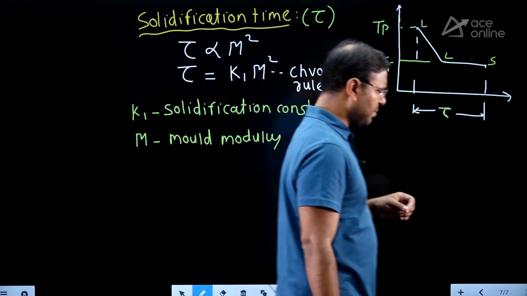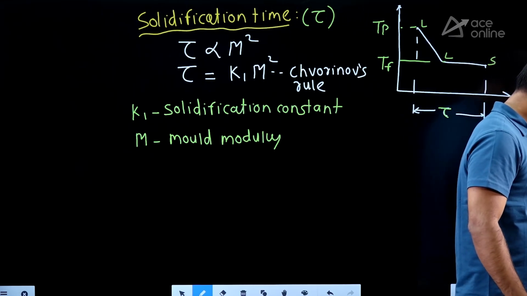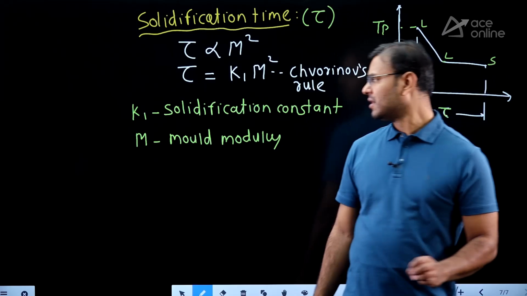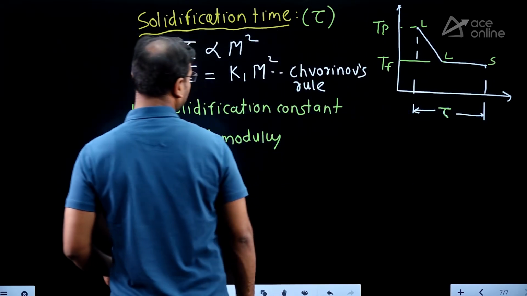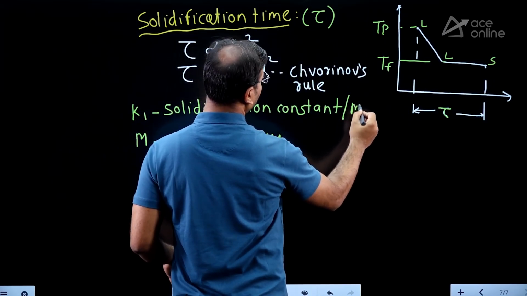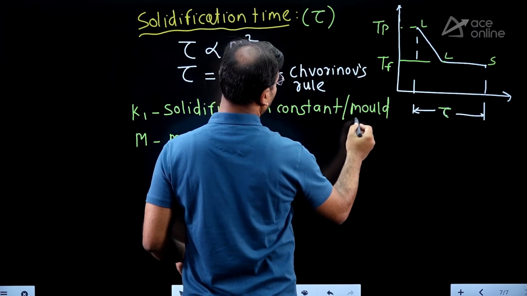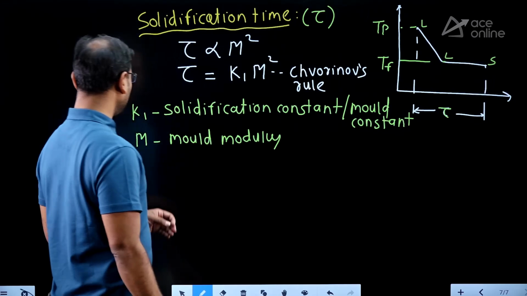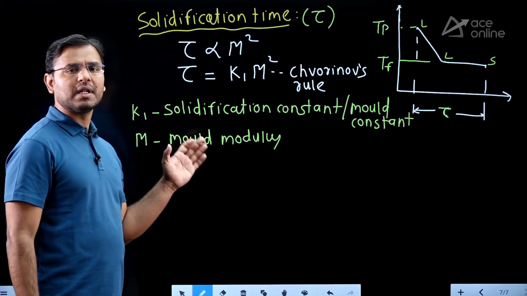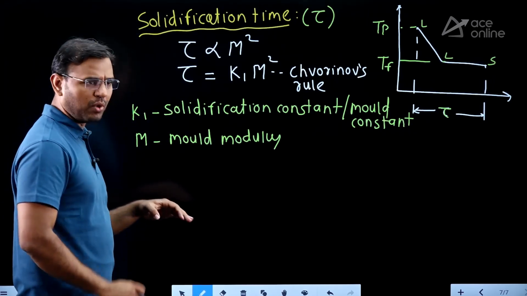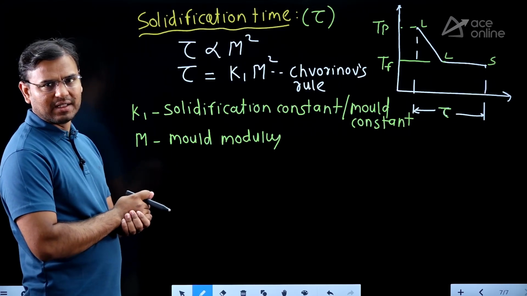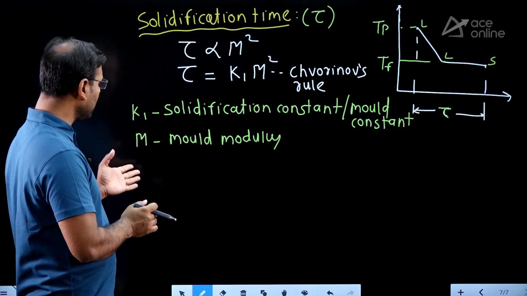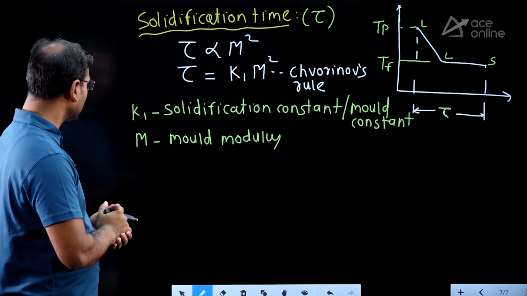Not only mold modulus, we are also going to use the word modulus alone. And K1 is the solidification constant, or we can also say the mold constant. Capital M is modulus, but here we are going to see the modulus for the mold. There is one topic, riser, where we are going to see the modulus for the riser. Here we are going to see the modulus for the mold, therefore it is the mold modulus.